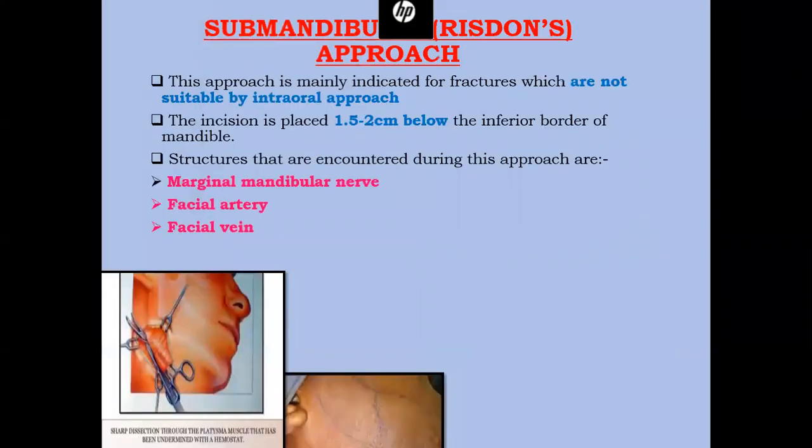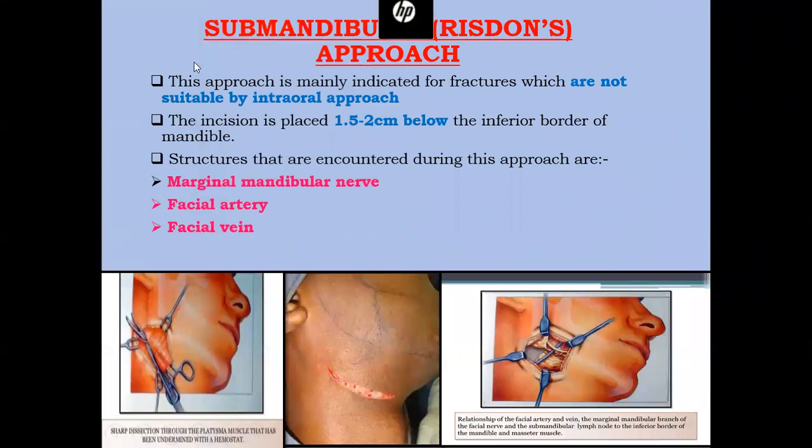Then second is the submandibular approach, also known as the Risdon approach. This approach is mainly indicated for fractures which are not suitable for an intraoral approach, like in cases of severe trismus, where the patient is not able to completely open, or if there is a huge fracture, or a compound fracture. This kind of approach is done.